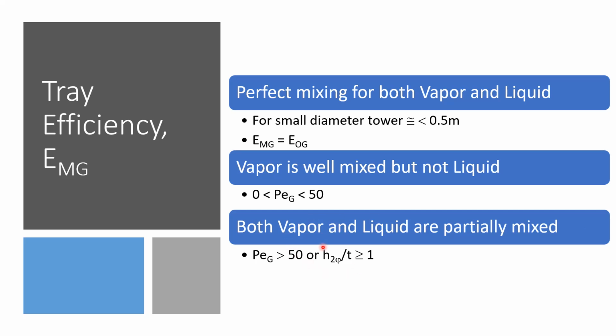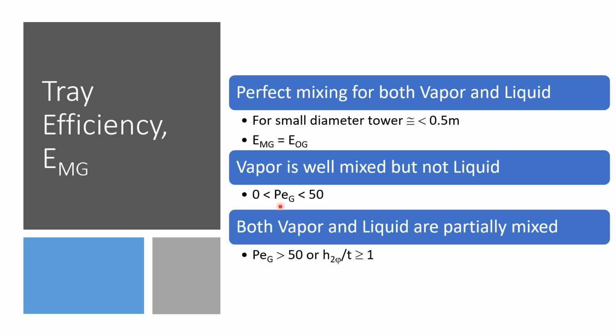So we calculate H2 phi over T, which is something we already calculated when we were calculating the value of entrainment. If it is more than 1, then we are in this scenario. If it is less than 1, then we have to check the Peclet number. If it is more than 50, then it is scenario 3. If it is less than 50, then it is scenario 2.